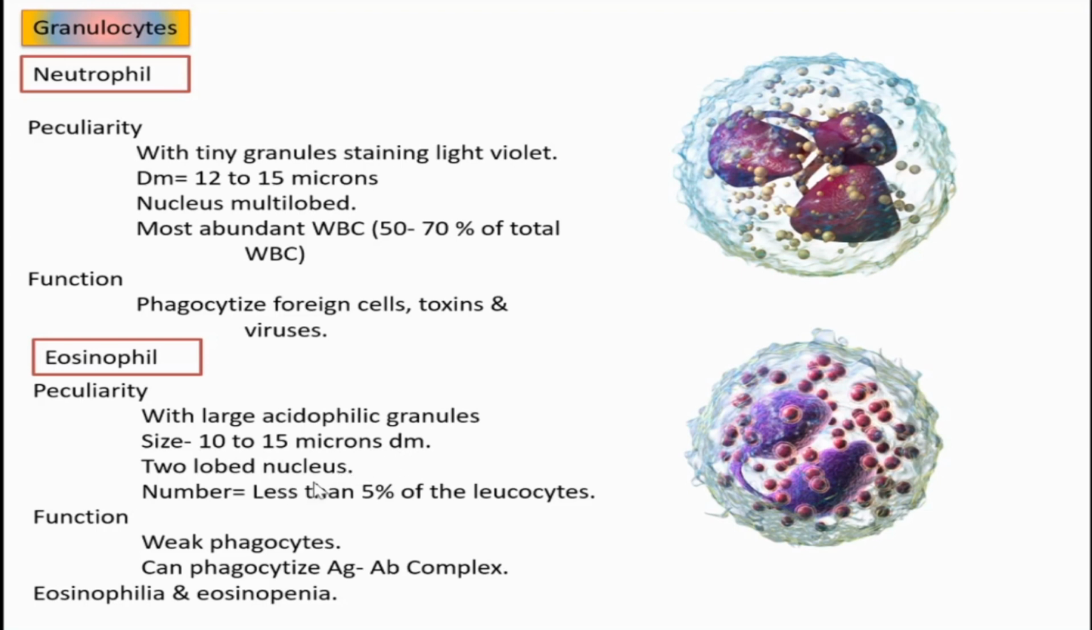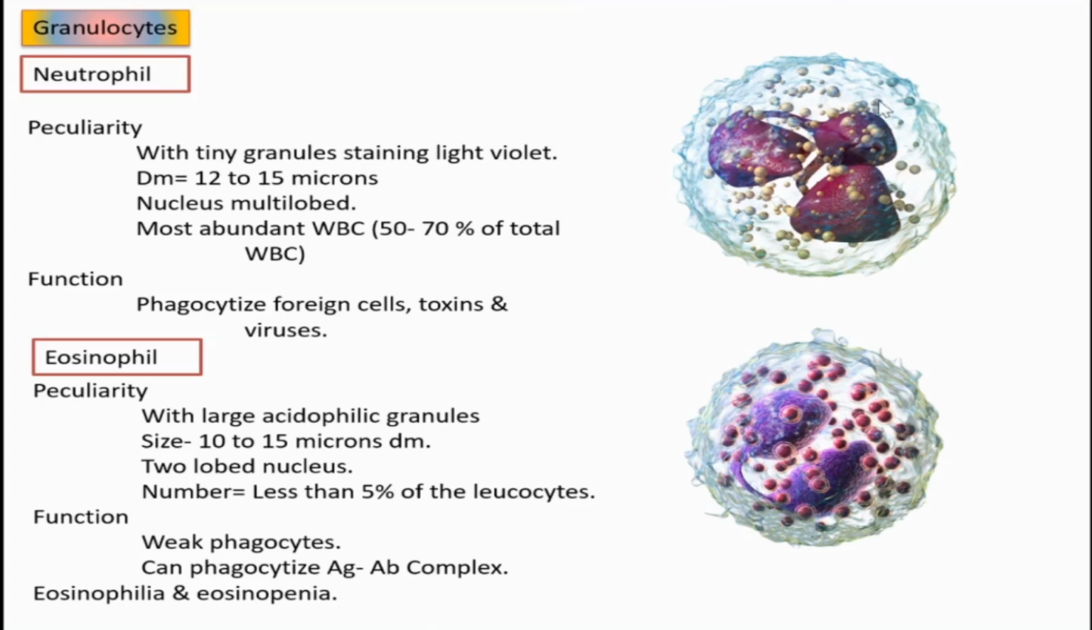This nucleus lobe number, its type, what is the shape of the nucleus, all these things you have to understand very clearly, because depending on the differences, while we are doing some practicals with the blood cells, you will be discriminating each type of WBC.